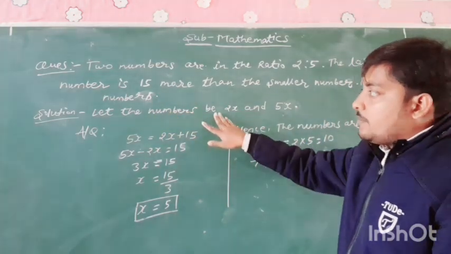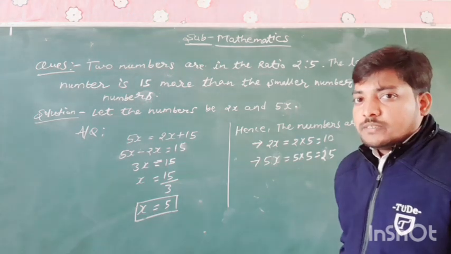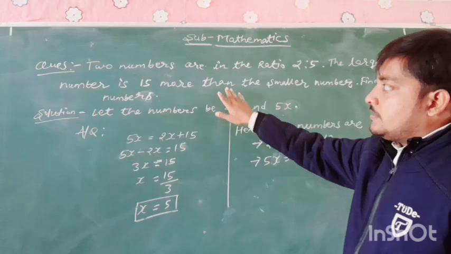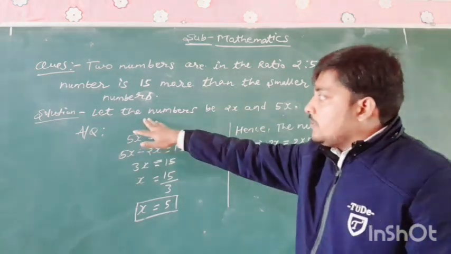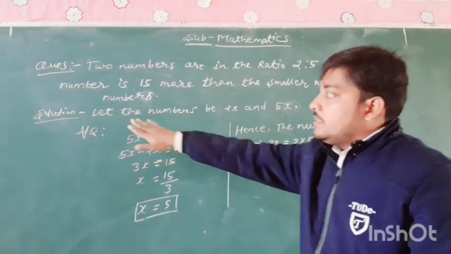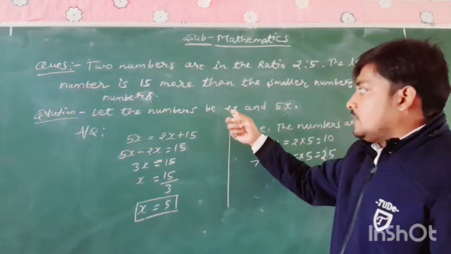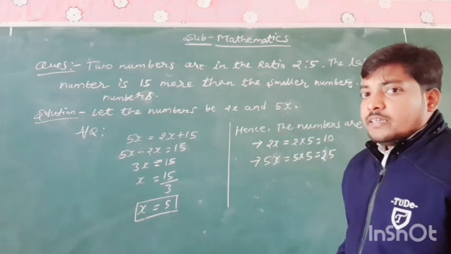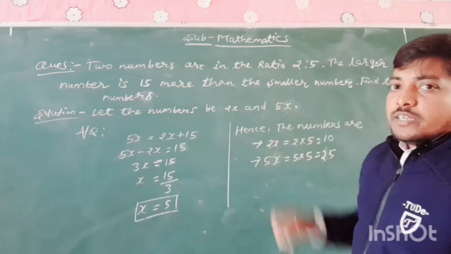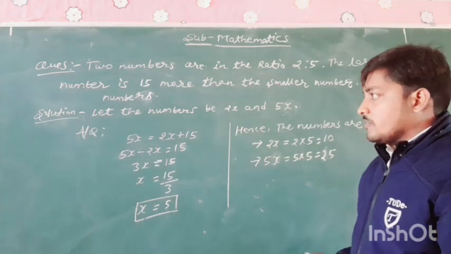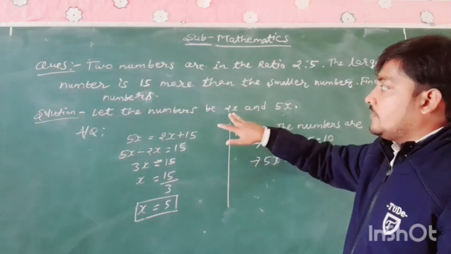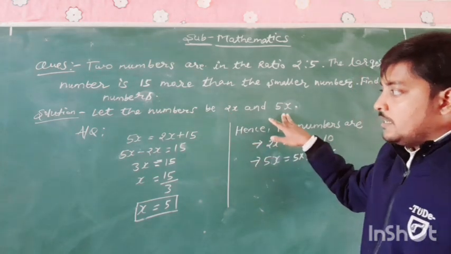First of all, we have to let the common ratio of both numbers be x. Then in the solution of the problem, we have to clearly tell the numbers. Then the numbers will be 2x and 5x. If we multiply the common ratio in the given ratio, we get the numbers exactly, which are 2x and 5x.